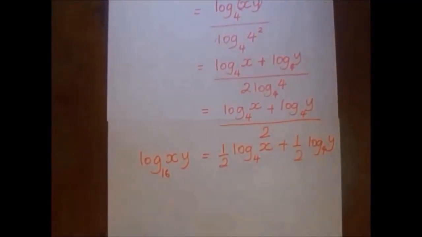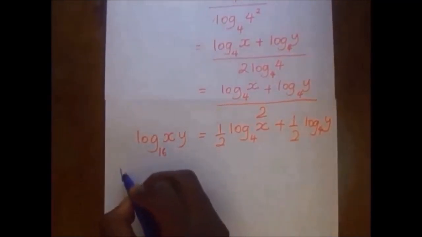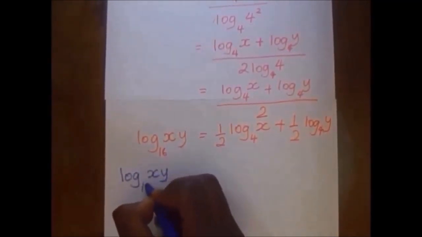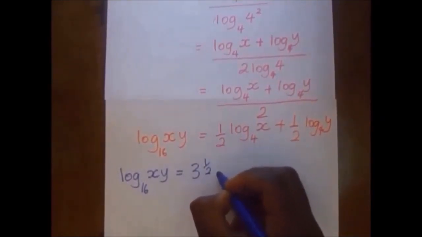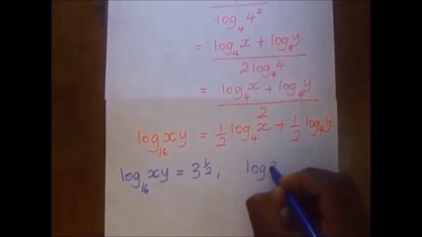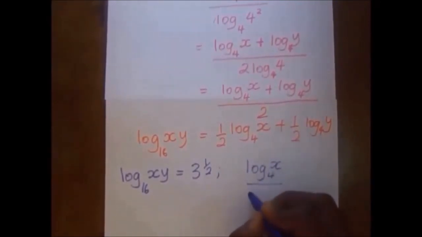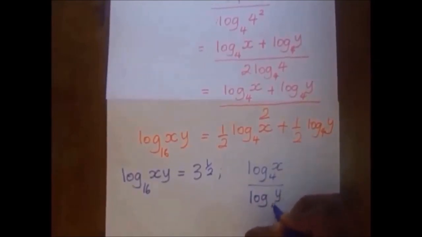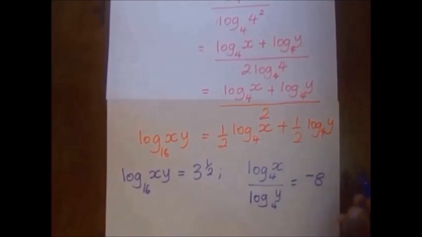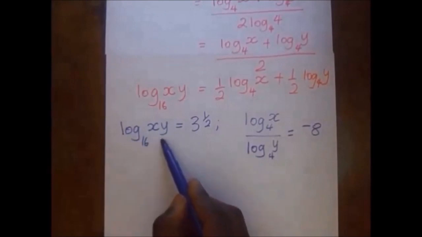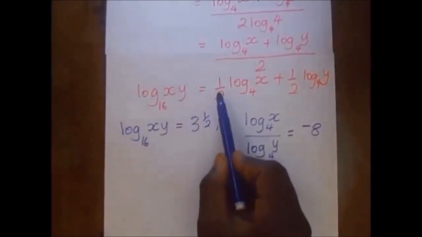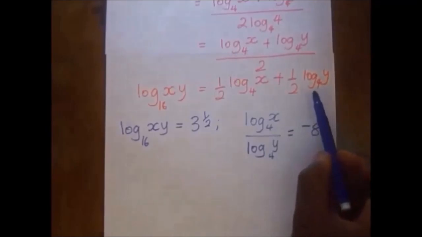So from there we're supposed to solve the pair of simultaneous equations that has been given to us. And the pair of simultaneous equations, I will rewrite it here. It is log of xy base 16 is equal to 3.5. And also log of x base 4, divided by log of y base 4 is equal to -8. So from this pair of simultaneous equations, we know that this log base 16, as we are seeing here, is equivalent to that whole expression that we have just shown.